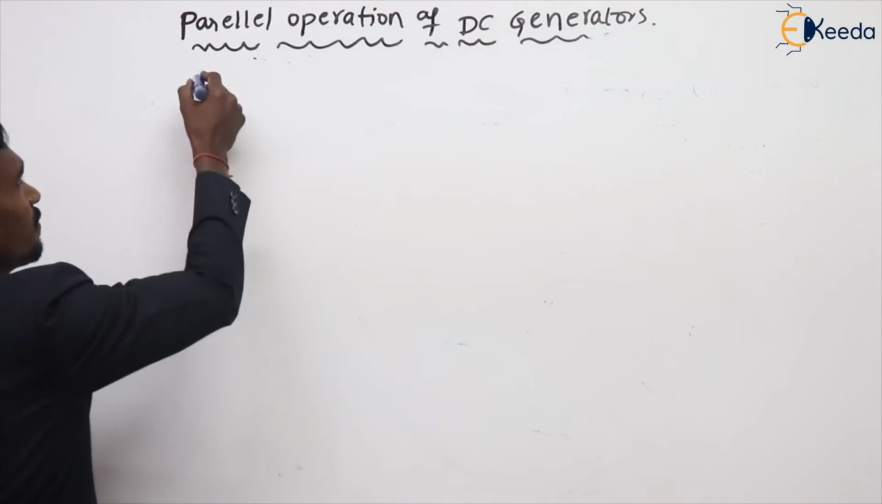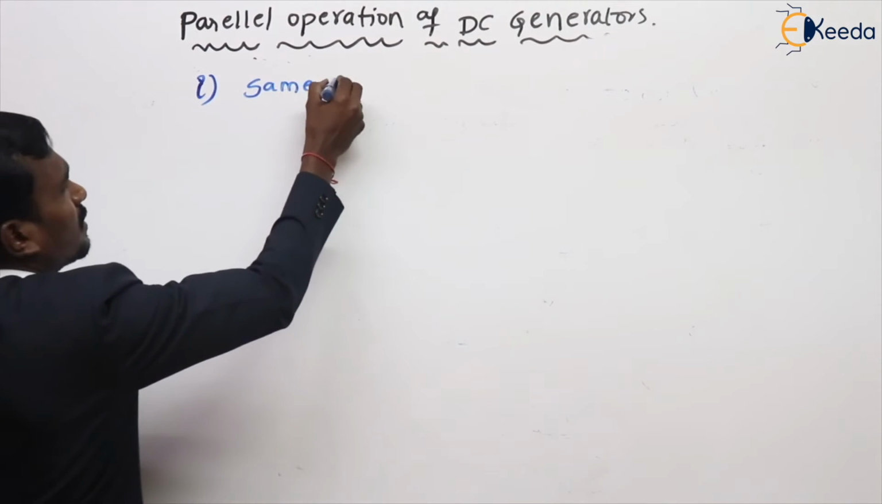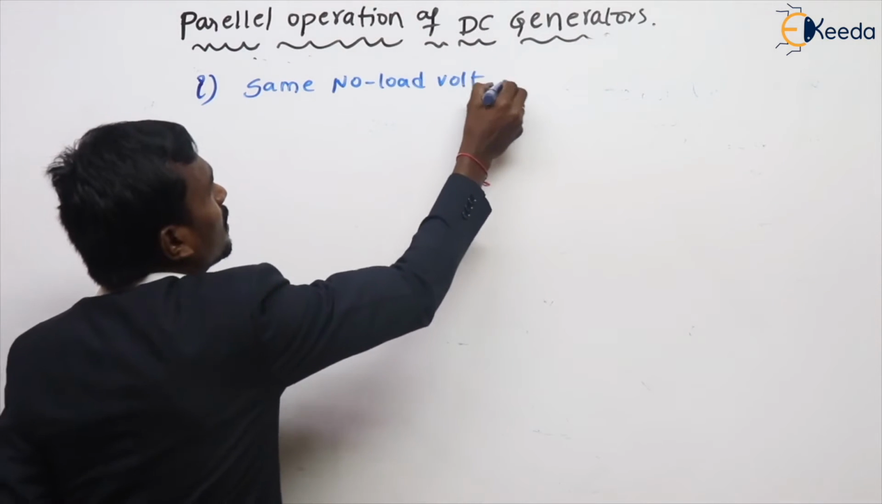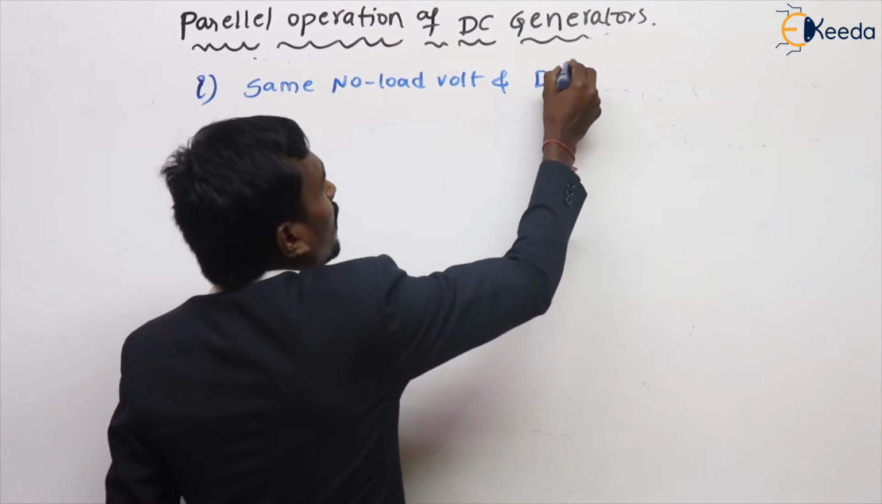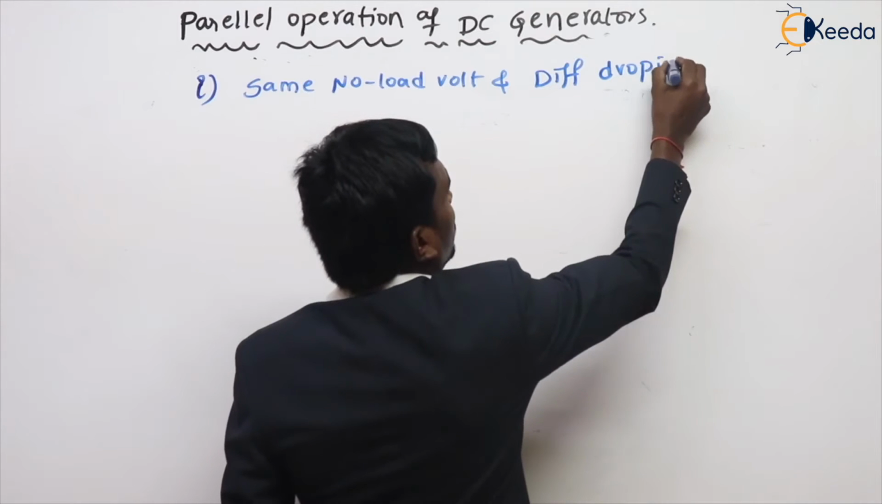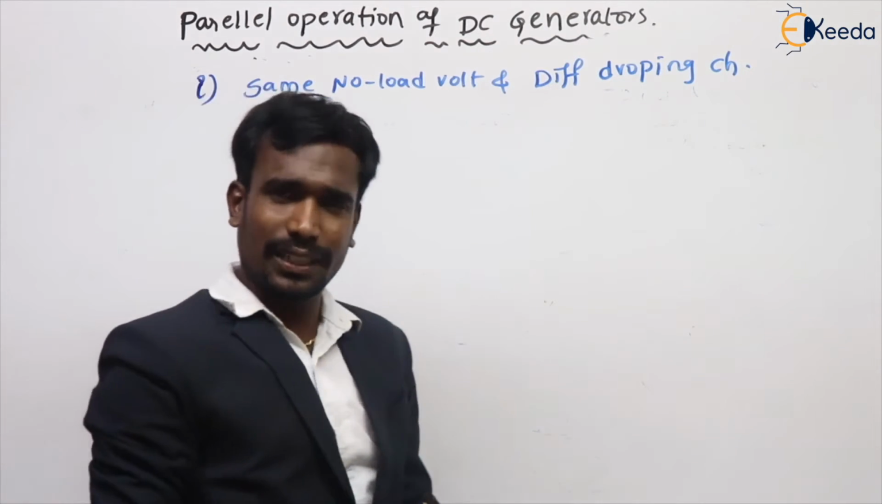In the first case, same no load voltage and different drooping characteristics.